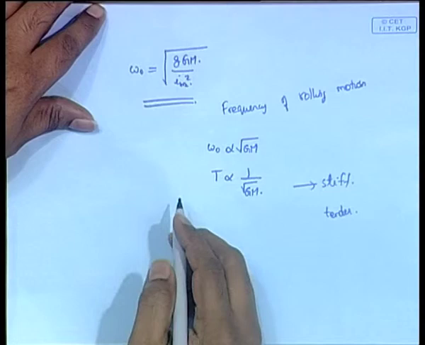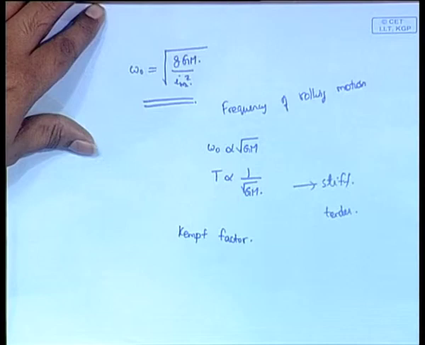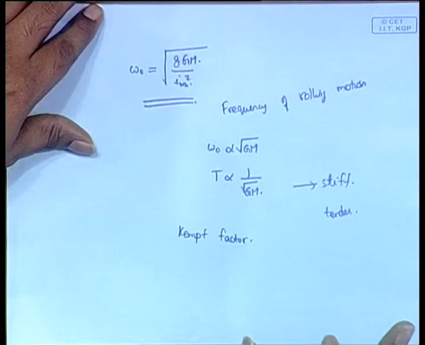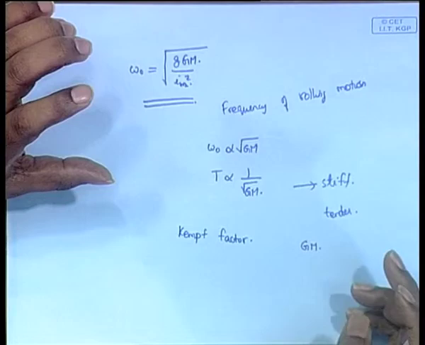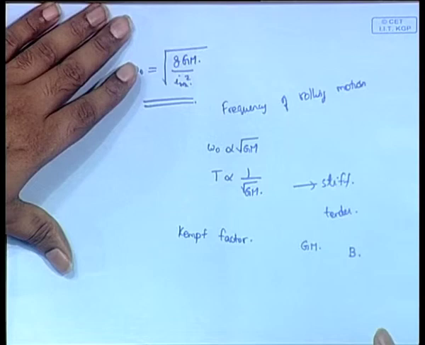Well, this is not that important, but still there is something known as the Kempf factor, which was proposed by Kempf. In general it is known, though we haven't done it, so you won't know, that there is a relation, not a relation actually, but a maximum limit between GM and the breadth of a ship. For a stable condition, there is some form of relation between the GM and breadth of a ship.